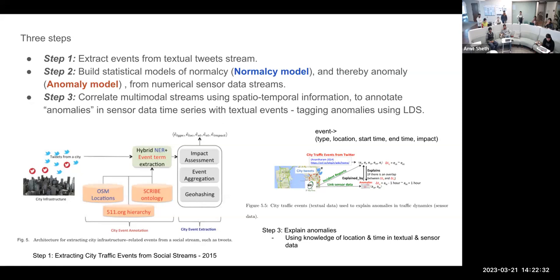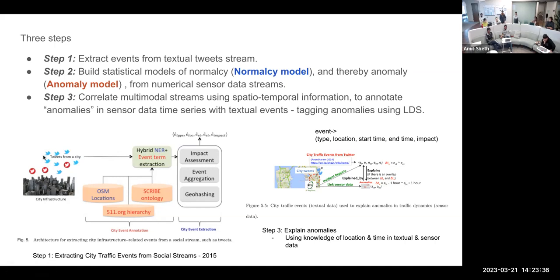So he has used three steps to deal with these two tasks. The first one, he extracted events from textual tweets, and secondly he builds statistical models of normalcy. That means a normalcy model that includes how a normal situation would happen, and thereby he developed anomaly models from these numerical sensor data streams. Anomaly models mean to capture anomalous situations, like a traffic slowdown situation is captured here. And then he tries to correlate the multimodal streams using spatiotemporal information in order to annotate the anomalies in sensor time series with textual events. That means tagging anomalies using a linear dynamic system.